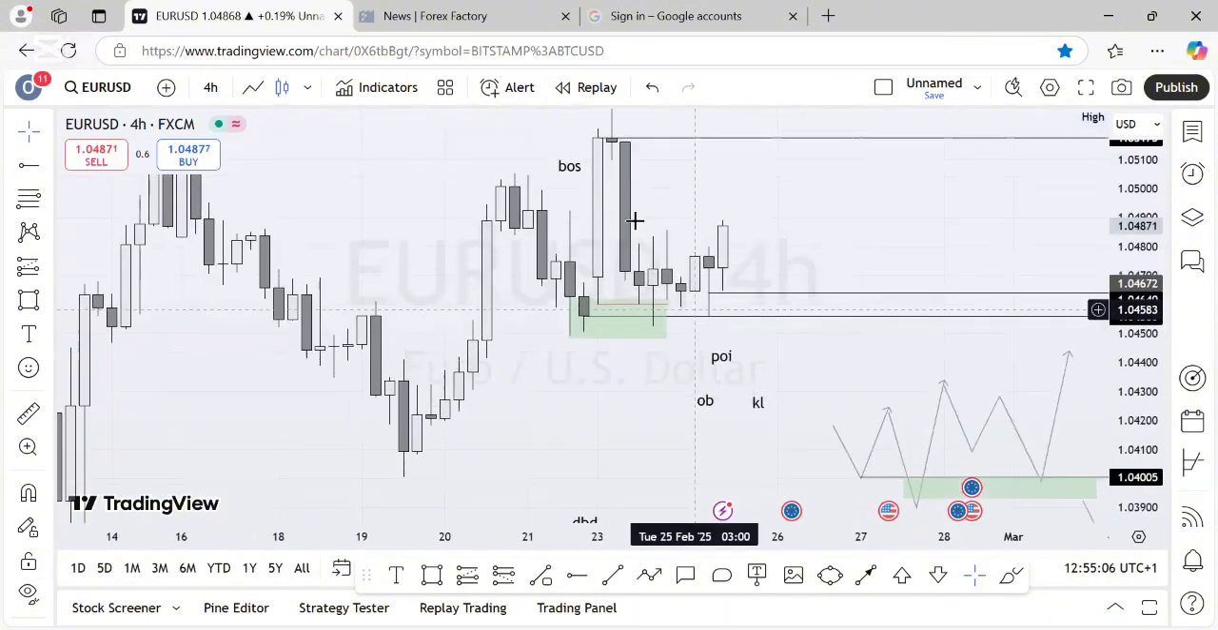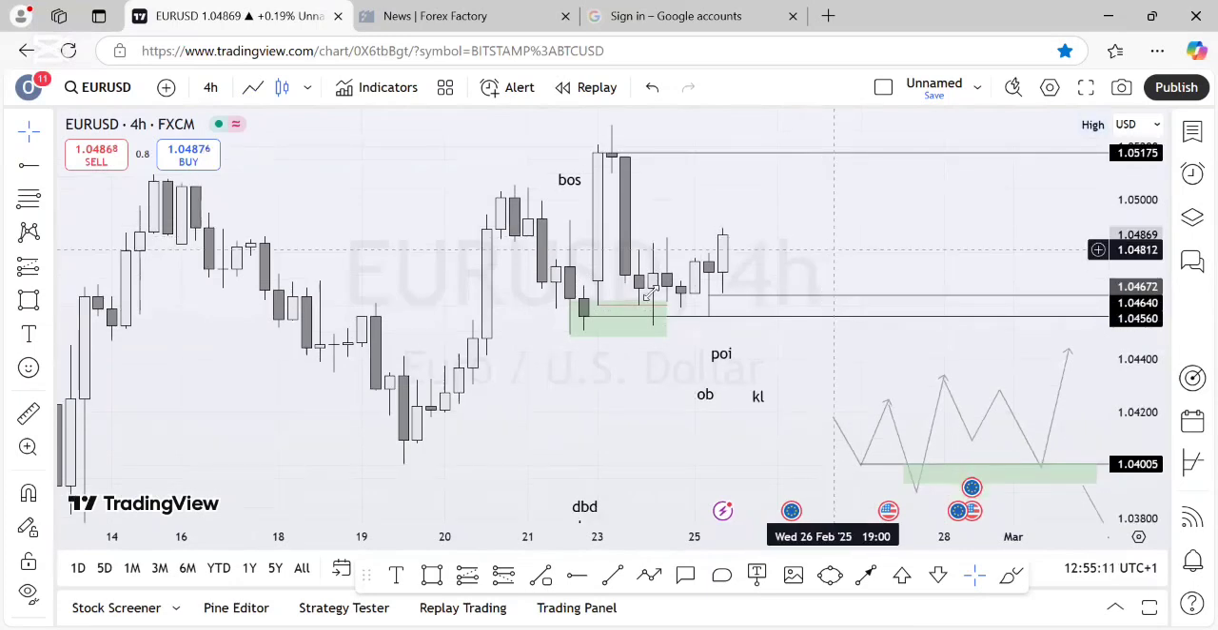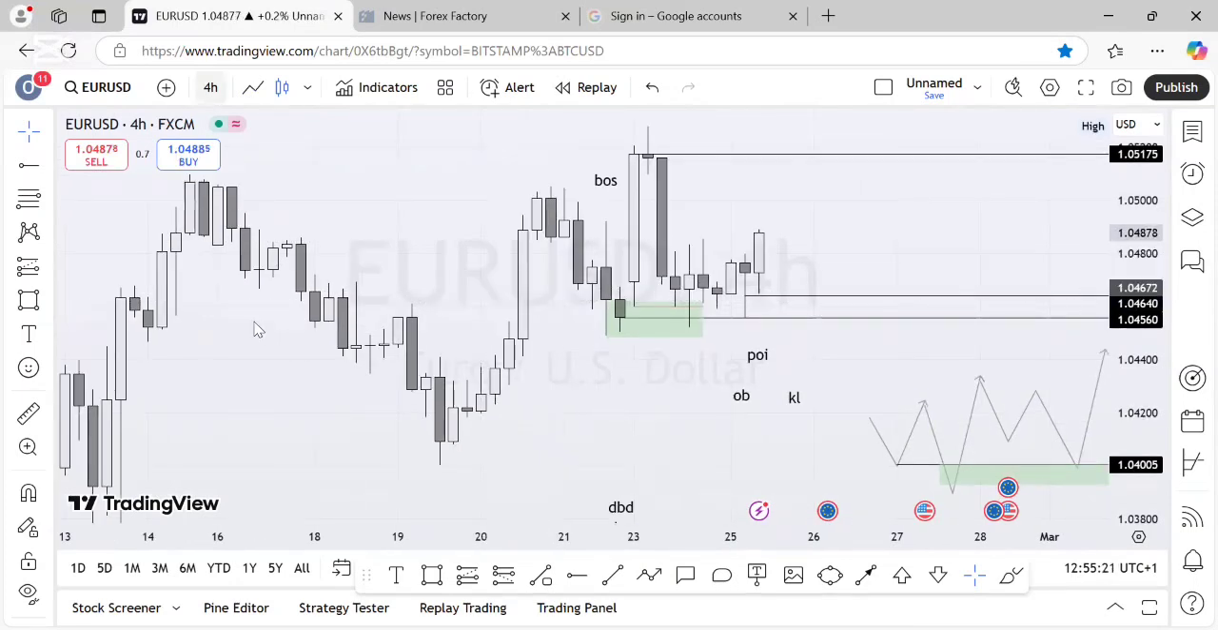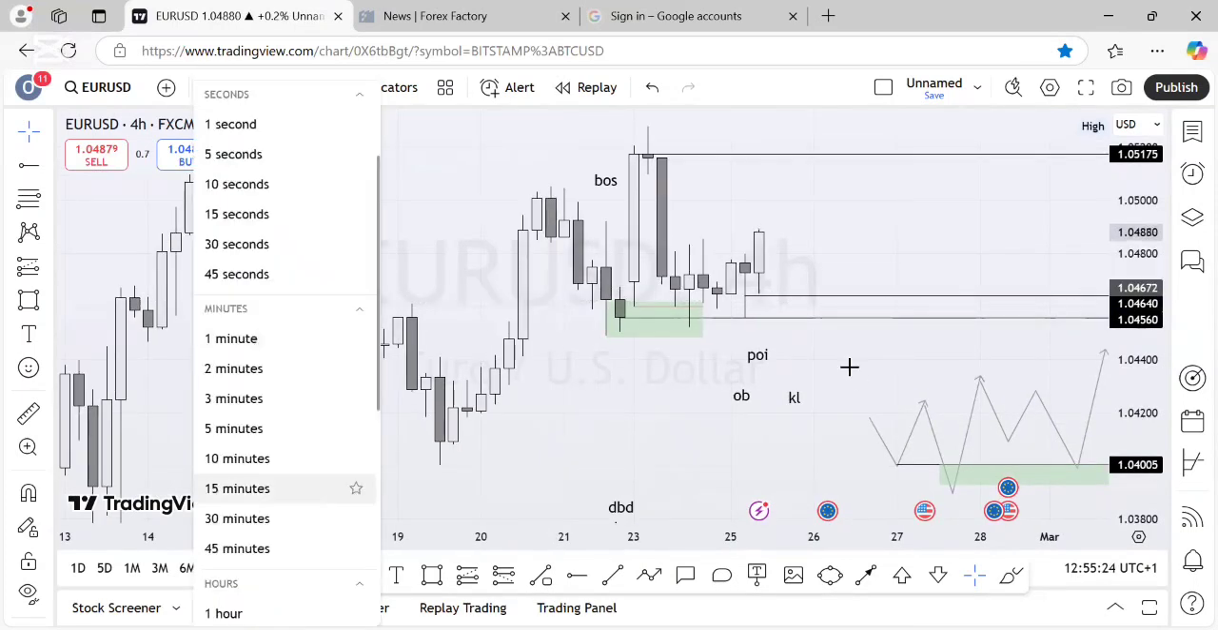Sincerely, I missed that buy. I won't lie, I missed the buy. Even though I did the analysis, I missed the buy. It gave 30 pips. That was over 1:3. And then today, it gave a better opportunity.